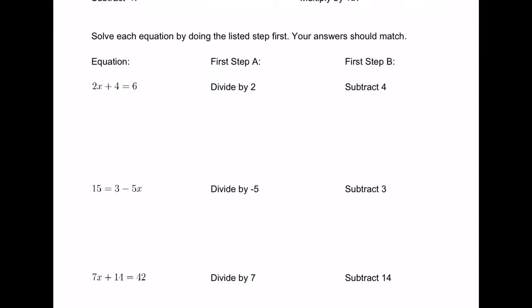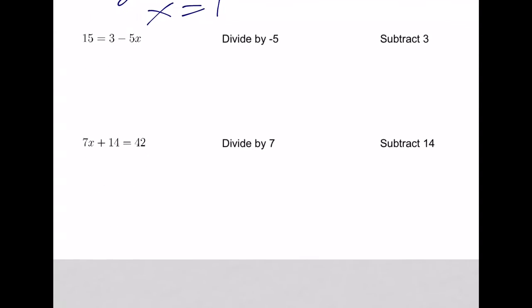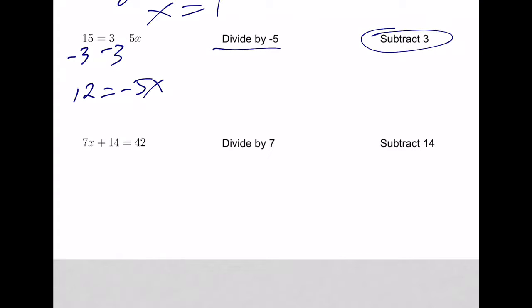As we go through each of these, we're going to choose our first step and then finish the problem. So for 2x plus 4 equals 6, the first thing we do is subtract 4. When we subtract 4 from both sides, we have 2x is equal to 2, and then we divide by 2. So x is equal to 1. And the next one, the first step is to subtract. Minus 3, minus 3, 12 is equal to negative 5x, and then we divide by negative 5.